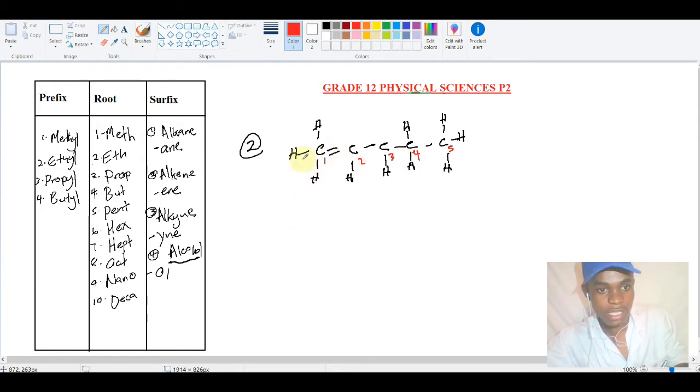So now let's try to name this compound, right? First thing, we know the root now because it's 1 2 3 4 5. So when it's 5, our root is pent, right?